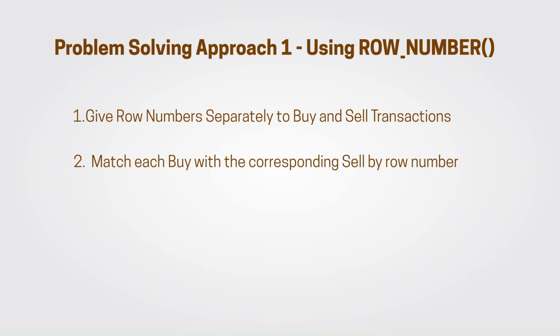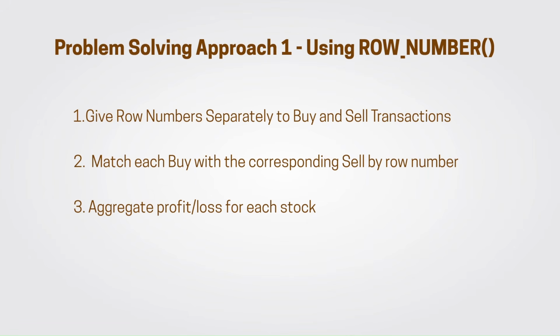The gain or loss will be calculated using the sell price minus the buy price. And lastly, you will simply aggregate the profit and loss for each stock. So here you will sum all the gain or loss that happened for each particular stock, and you'll simply get the final output as the total capital gain or loss per stock. So this is going to be your approach 1 using row number.